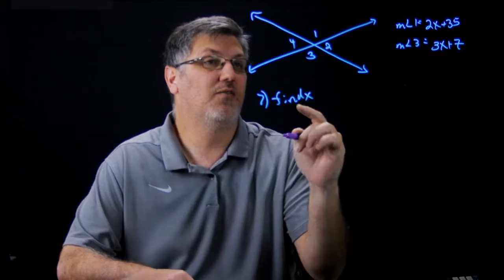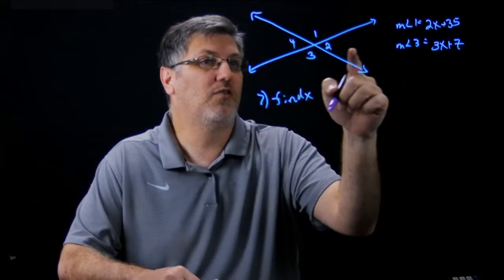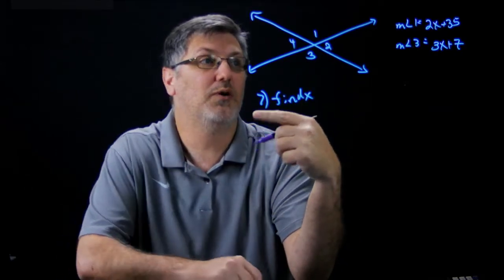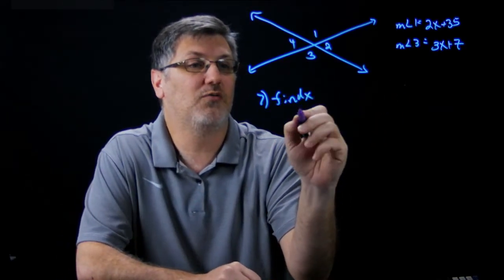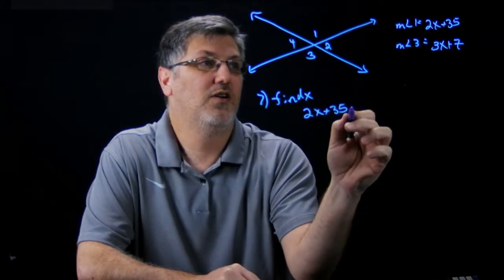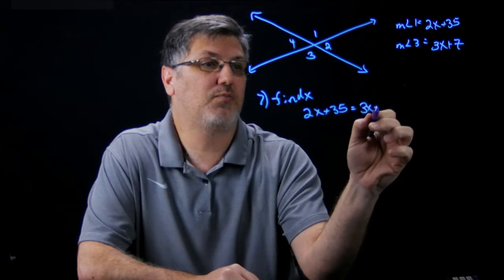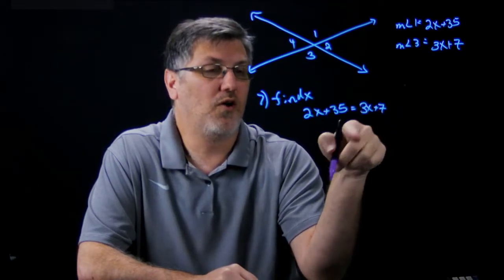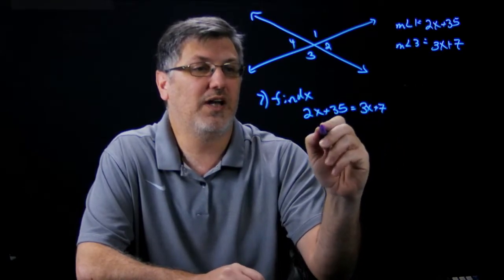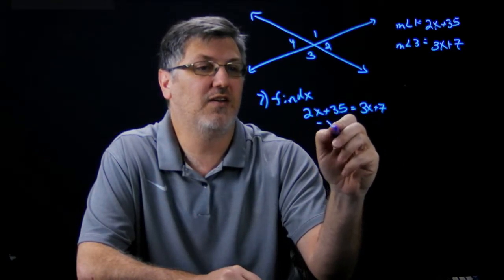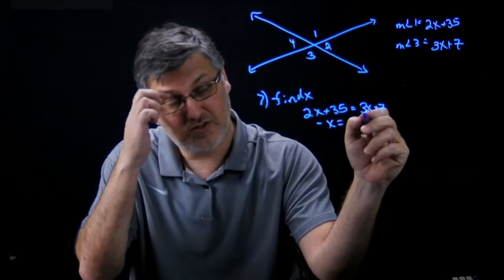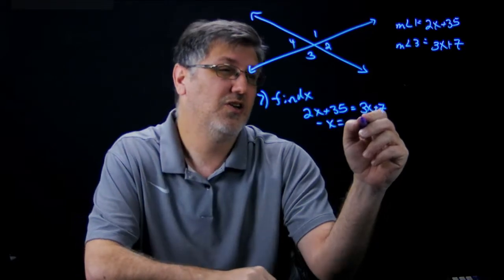Well, that's easy enough. If we look at the measure of angle 1 and the measure of angle 3, we look at the relationships. These are called vertical angles, and vertical angles are congruent. So we would just set these two equations equal to each other. We have 2x plus 35 equals 3x plus 7. We're going to move all of our x's to one side and all of our numbers to the other. So I'm going to subtract 3x from both sides, and I have a negative x. I'm going to subtract 35 from both sides, and that should give me 20.